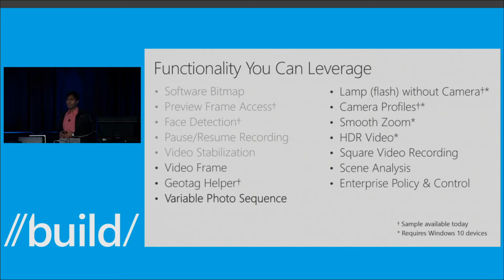Variable photo sequence allows an app to specify bracketed shots for capture. And this is a very fundamental block in computational photography scenarios. This was available only on the phone earlier, and now it's available on all Windows devices.